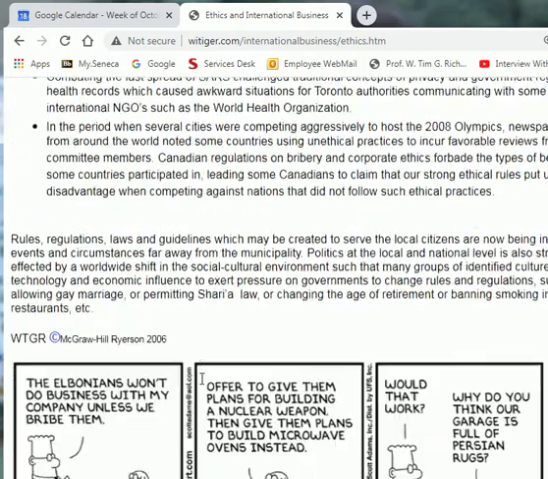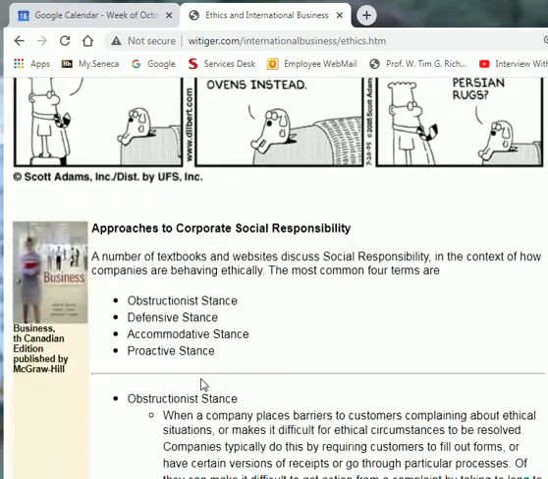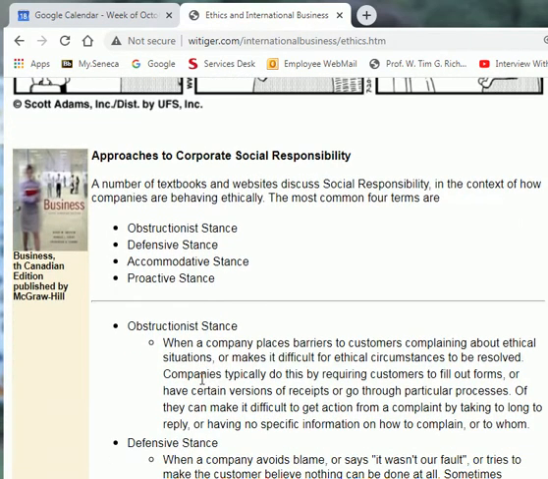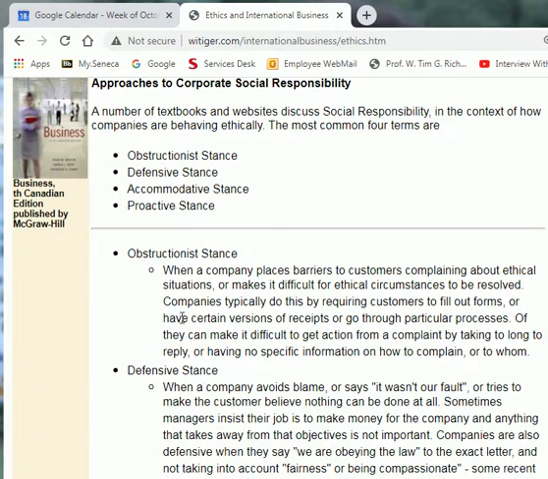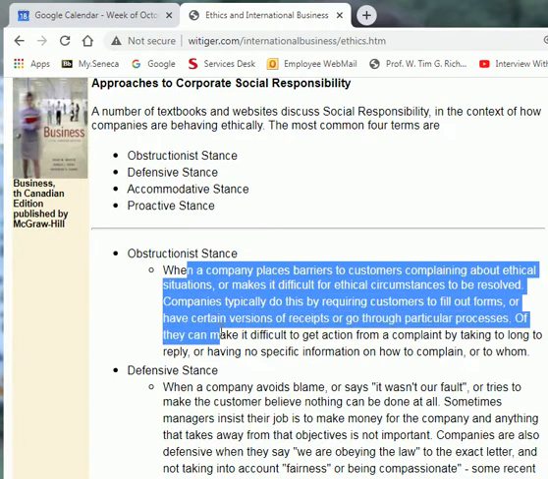So, looking at a couple of situations here. We talked about corporate social responsibility, the different stances: obstructionist, defensive, accommodative, and proactive. And we realized that when companies have this sort of obstructionist stance, it means they're basically saying, we don't really care much about the customers, we make enough money as is, it costs too much time to answer their questions, and if they have a problem, that's just too tough.